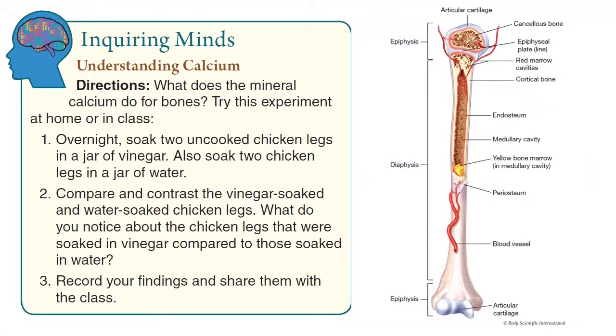While Inquiring Minds features delve deeper into A&P concepts and offer hands-on scientific activities and labs for students to see concepts come alive. For example, in this one, you'll see that the Understanding Calcium activity asks students, what does calcium do for bones? And to visualize this, students soak two uncooked chicken legs in a jar of vinegar and a jar of water, and compare their findings the next day to see how they were impacted.